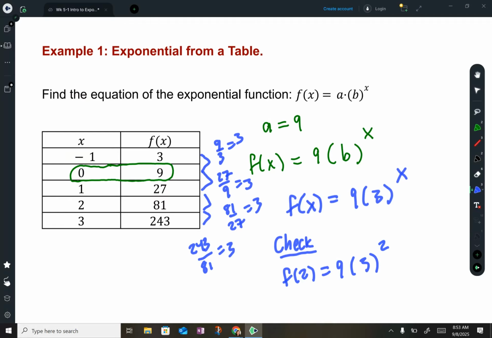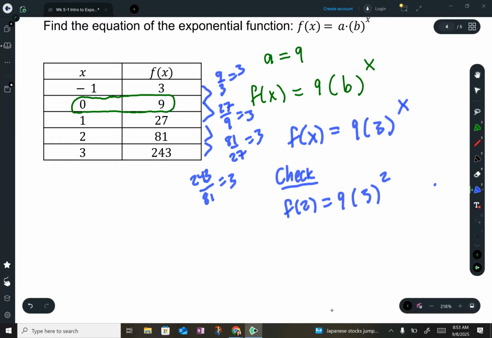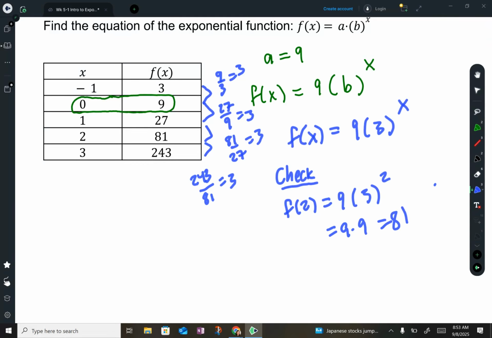So f of 2 equals 9 times 3 to the 2, which is equal to 9 times 9, which is equal to 81. So that checks out. All right, so that's found our first exponential function.